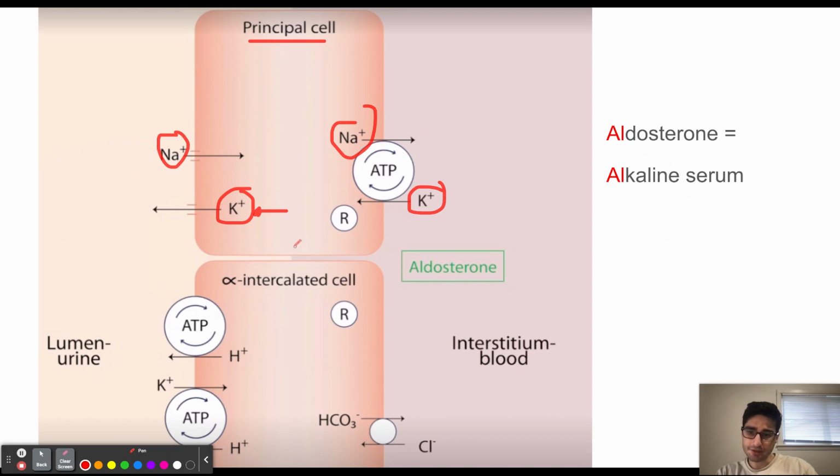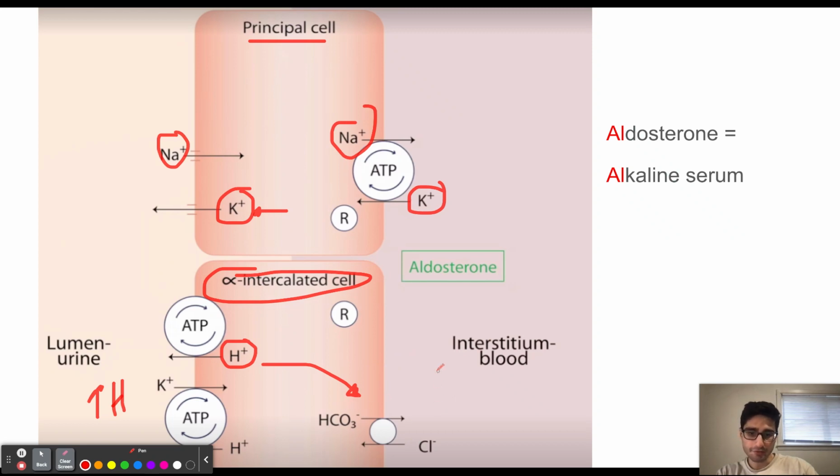Now, aldosterone is going to have an effect on the alpha intercalated cell as well. It is going to stimulate the proton pump found on the apical side of the alpha intercalated cell. So, as a result, we're going to be excreting protons into the lumen, and this in return is going to cause the bicarb chloride exchanger found on the basolateral side of the alpha intercalated cell to work.